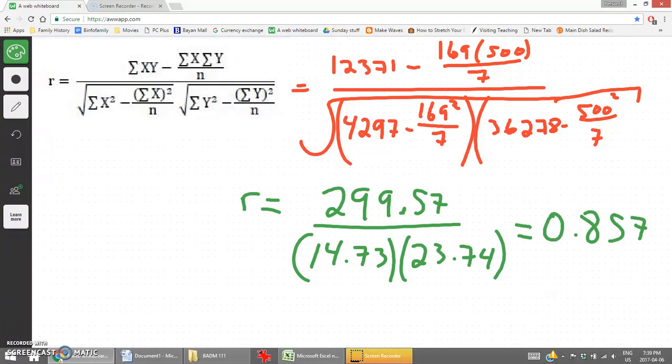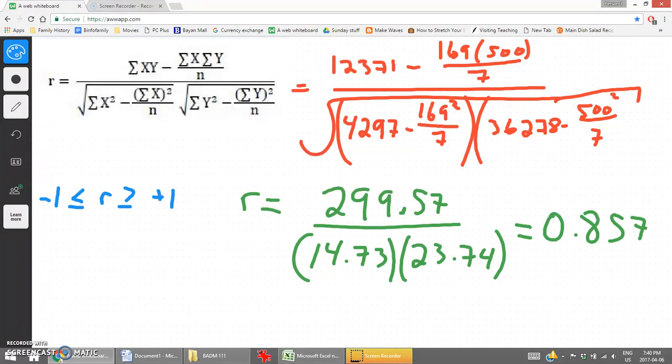Generally, any correlation greater than 0.7 would indicate a strong relationship between the two variables. So this indicates that there is a strong relationship. One thing with R is it ranges from -1 to +1. So if you get an R value that is greater than 1, positive or negative, go back in your calculation and review that.